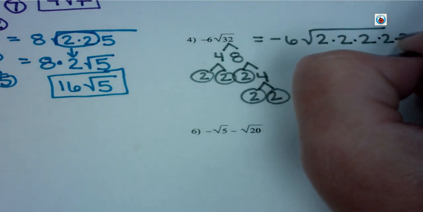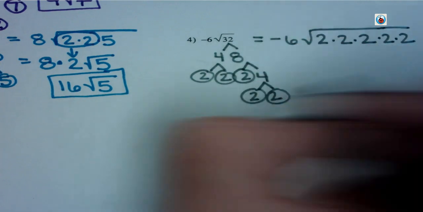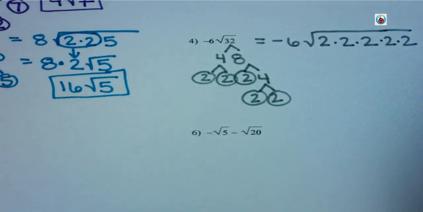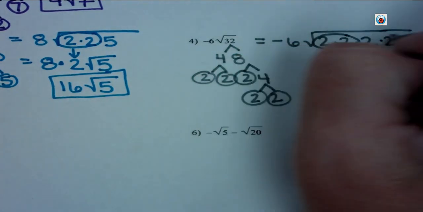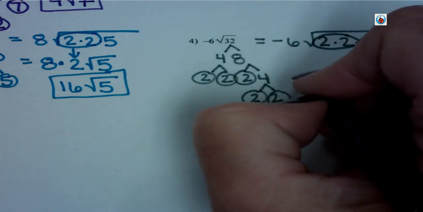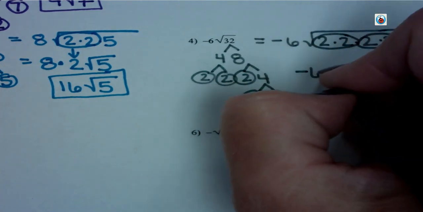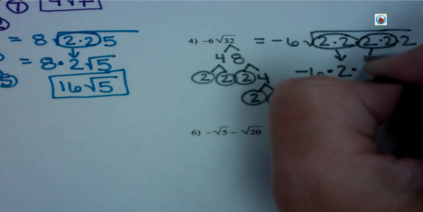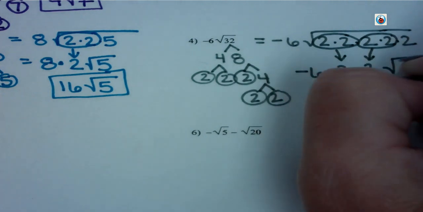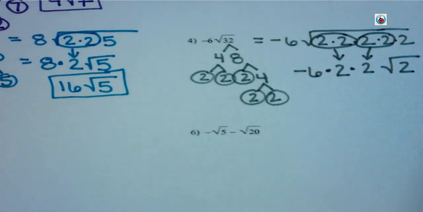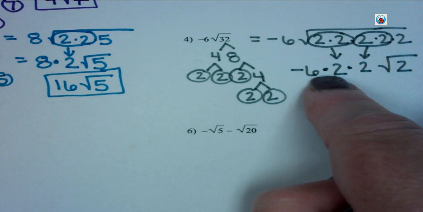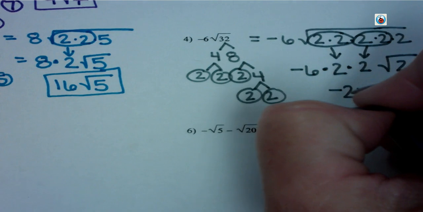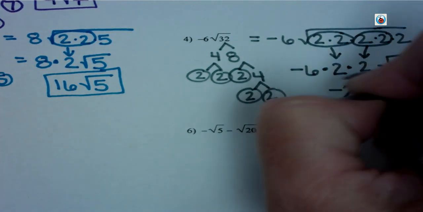I like to check. I have 1, 2, 3, 4, 5 2's. So far I'm good. Now I'm going to look for my pairs. I have a pair of 2's and I have another pair of 2's. So I have this negative 6 sitting out. We're going to bring down this pair and it becomes a 2. Going to bring down this pair and it becomes another 2. And then we have this 2 who has to stay home. So negative 6 times 2 is negative 12. Negative 12 times 2 is negative 24. So we get negative 24 root 2.